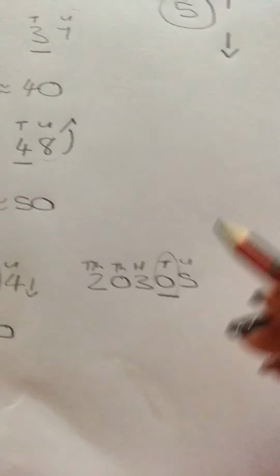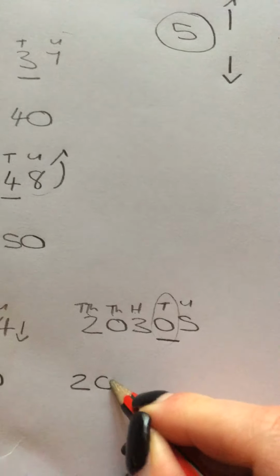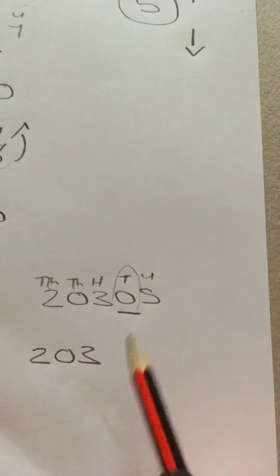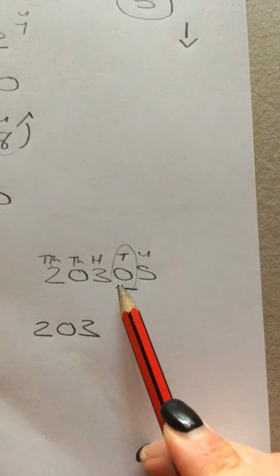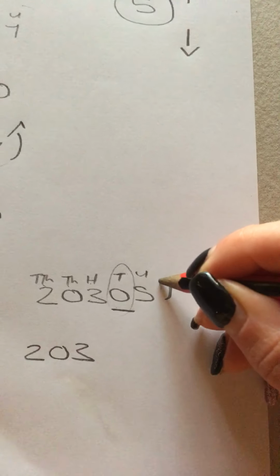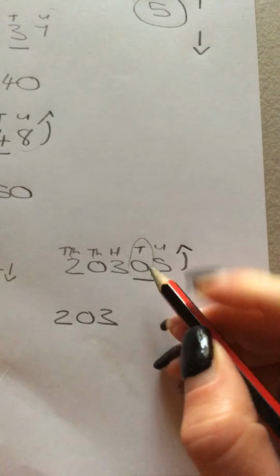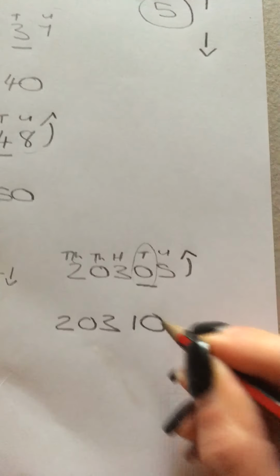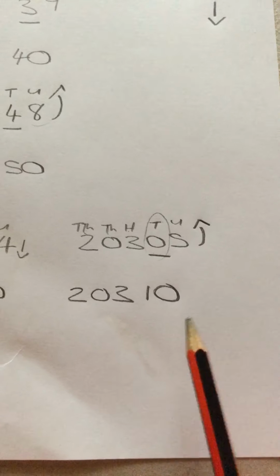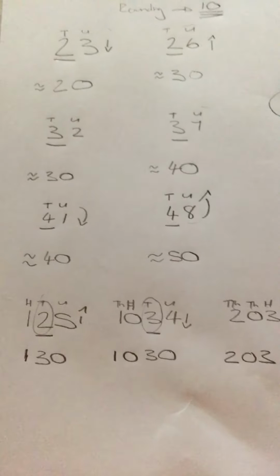Ooh, this is a fun one. The 20,300 has nothing to do with the tens. We only focus on the tens. This one is fun because it's a 0, right? That 5 means it's a strong number. It's bigger than 5, so we're rounding up. What is the next 10 after 0? It's a 10. So there's my final answer, 20,310. So awesome. There you can see this is all rounding to a 10.